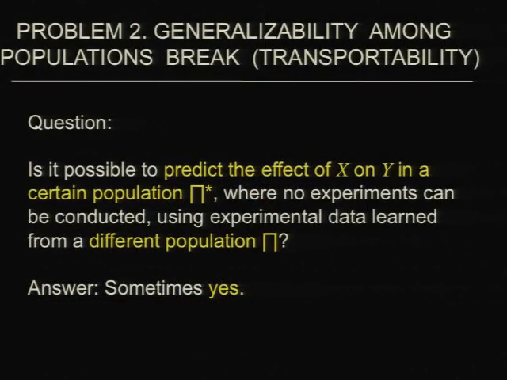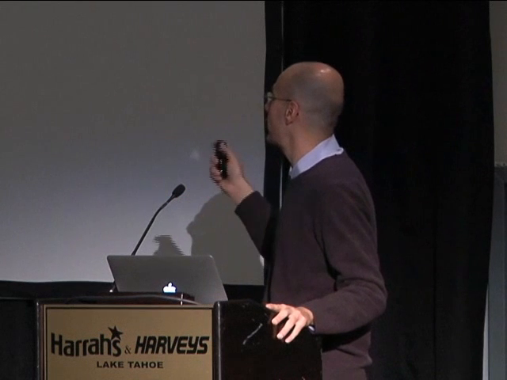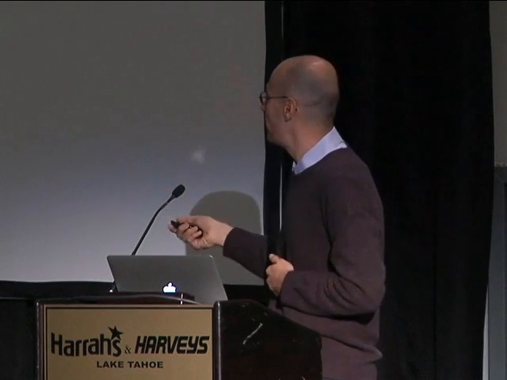And in empirical assessment in general, social science and statistics, even there is no given methodology for them. And this is what we call generalizability among populations. Oh, there is a typo here. And this is transportability. And the question is, is it possible to predict the effect of X on Y in a certain population pi star? Now you have this entity called population that you didn't have before, population pi star.